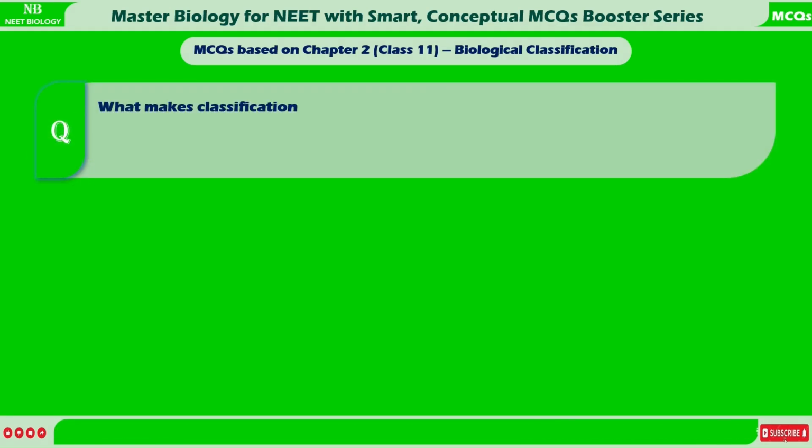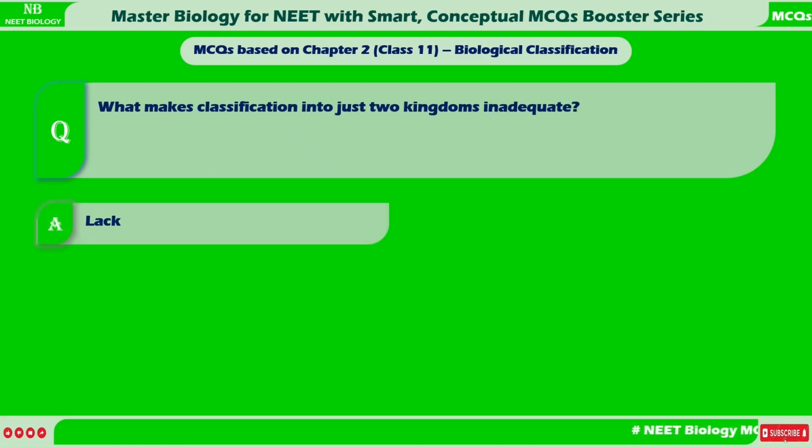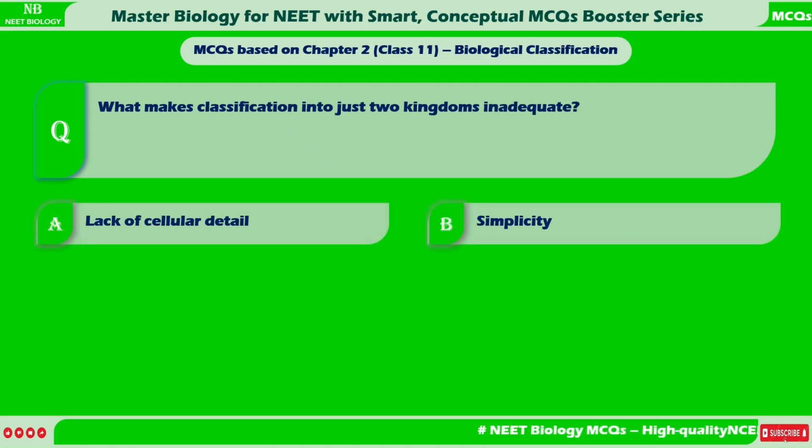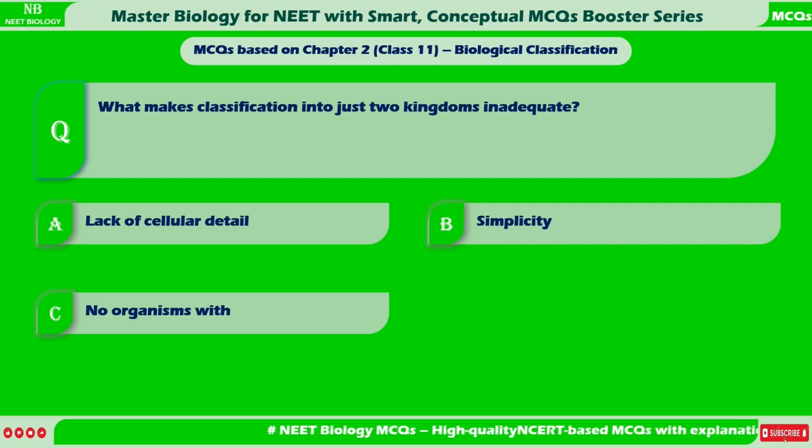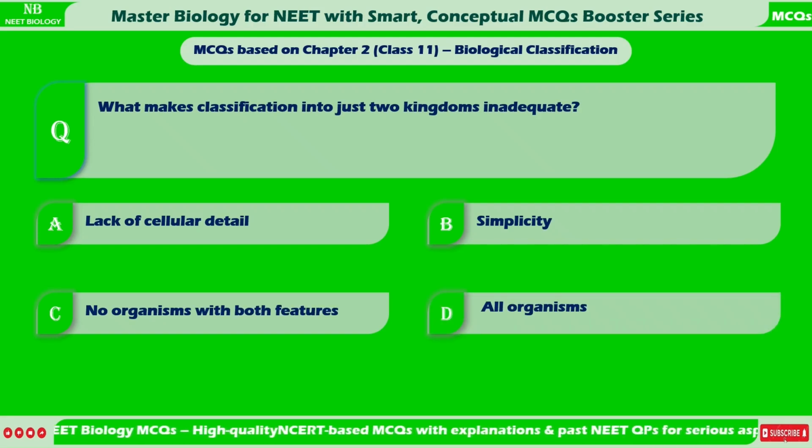What makes classification into just two kingdoms inadequate? A. Lack of cellular detail, B. Simplicity, C. No organisms with both features, D. All organisms fit perfectly.